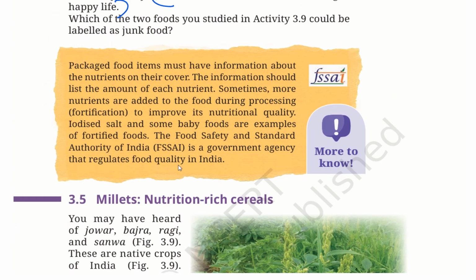So let's understand that packaged food items must have information about the nutrients on their covers. The information should be listed on each nutrient. Sometimes more nutrients are added to the food during processing, that is the fortification process, to improve its nutritional quality. For example, iodized salt and some baby foods are examples of fortified foods. The Food Safety and Standard Authority of India, that is FSSAI, is a government agency that regulates food quality in India, and it is necessary to follow their rules and conditions.